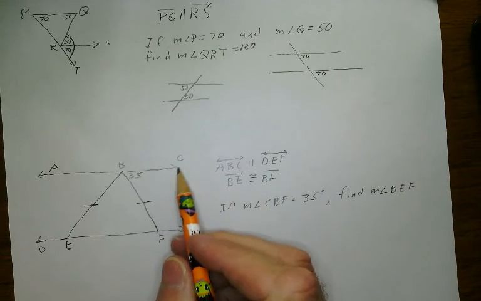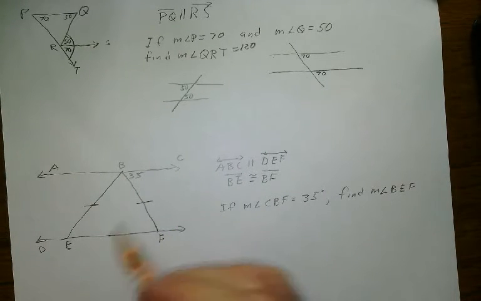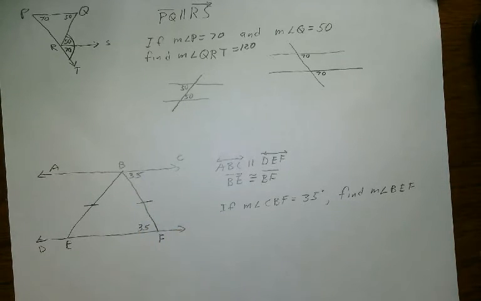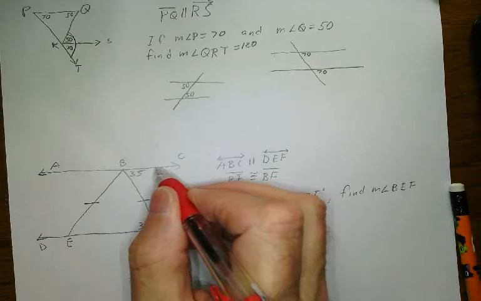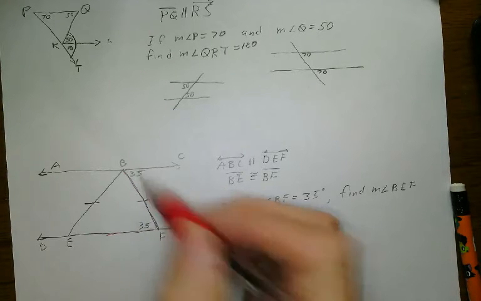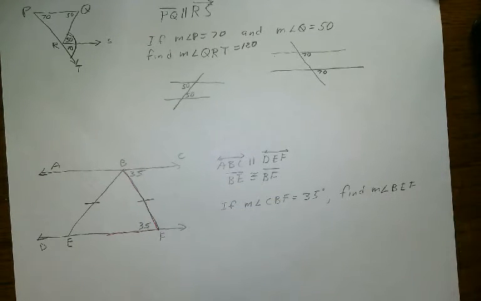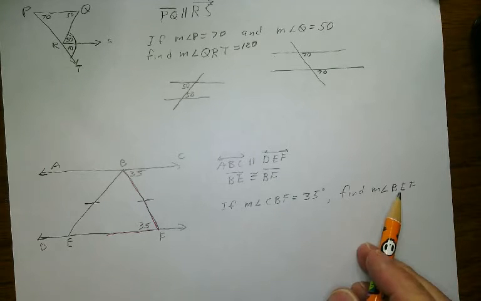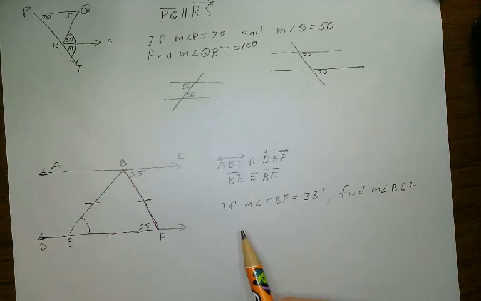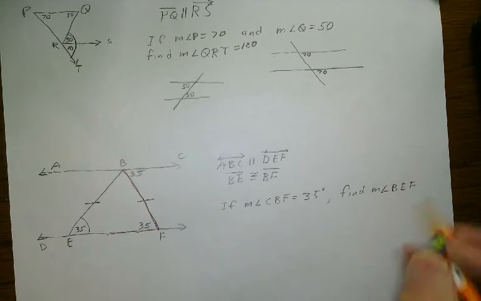If that's 35, that's 35. One way to help you see that is if it makes the letter Z, the angles are going to be equal. And here you see the letter Z. That means this angle and this angle are going to be equal. So we're trying to find BEF, this angle right here. Well, since it is an isosceles triangle, if that's 35, that's 35 also. We got our answer.